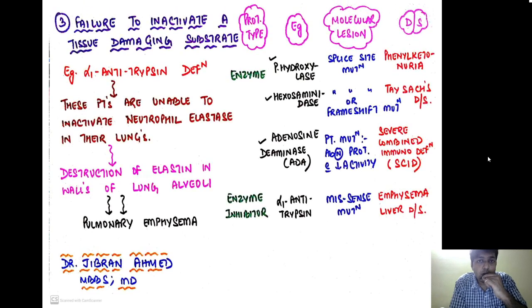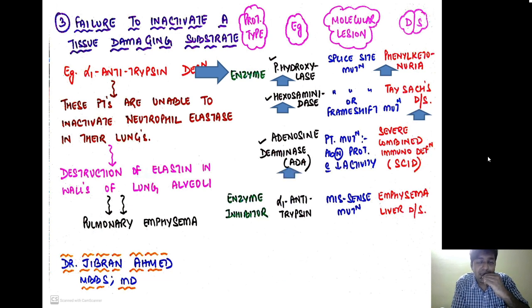Now let us look at the different kinds of scenarios with their molecular basis. In case enzyme proteins are involved, for example, there is an enzyme called phenylalanine hydroxylase. If there is a deficiency of this enzyme because of a splice site mutation, this is the molecular lesion, it might result in a disease called phenylketonuria. Second enzyme is hexosaminidase. If there is a deficiency of this enzyme because of either a splice site mutation or a frame shift mutation, it might result in a disorder called Tay-Sachs disease.